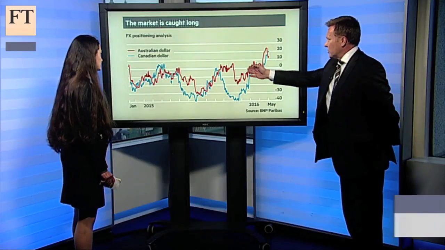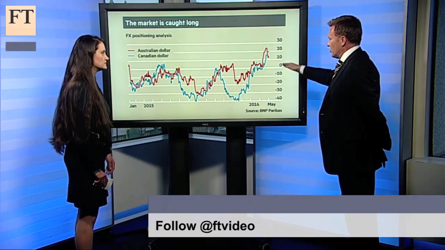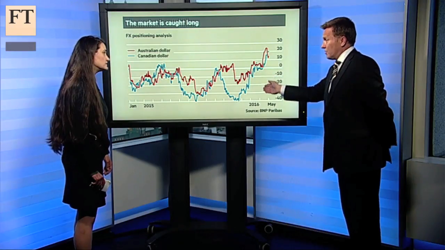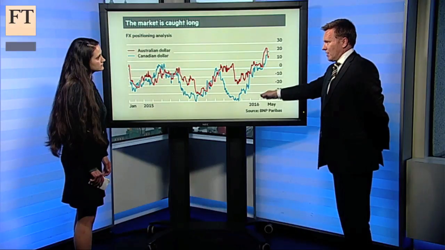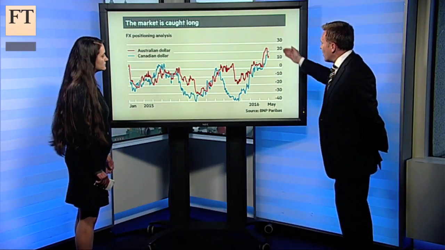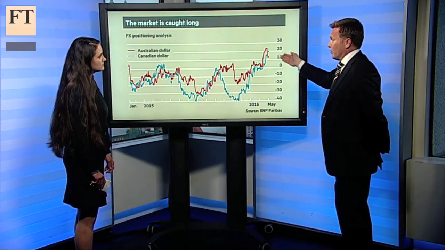Well, this is interesting. If we look at the history of these two commodity currencies, and remember the zero line here is a neutral position, you can see that for the past 12 to 15 months, the market pretty much exclusively held a short position. That changed quite dramatically from the beginning of 2016, I think driven by the commodity price rally. We're now at a level where the market is, we would say, caught long of both of these currencies.